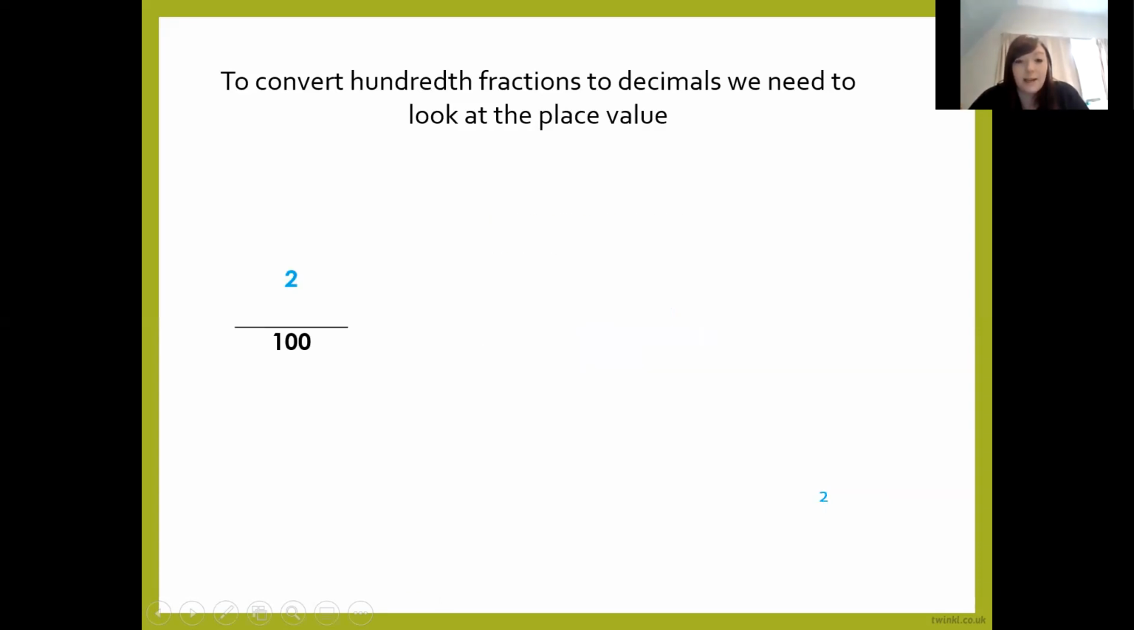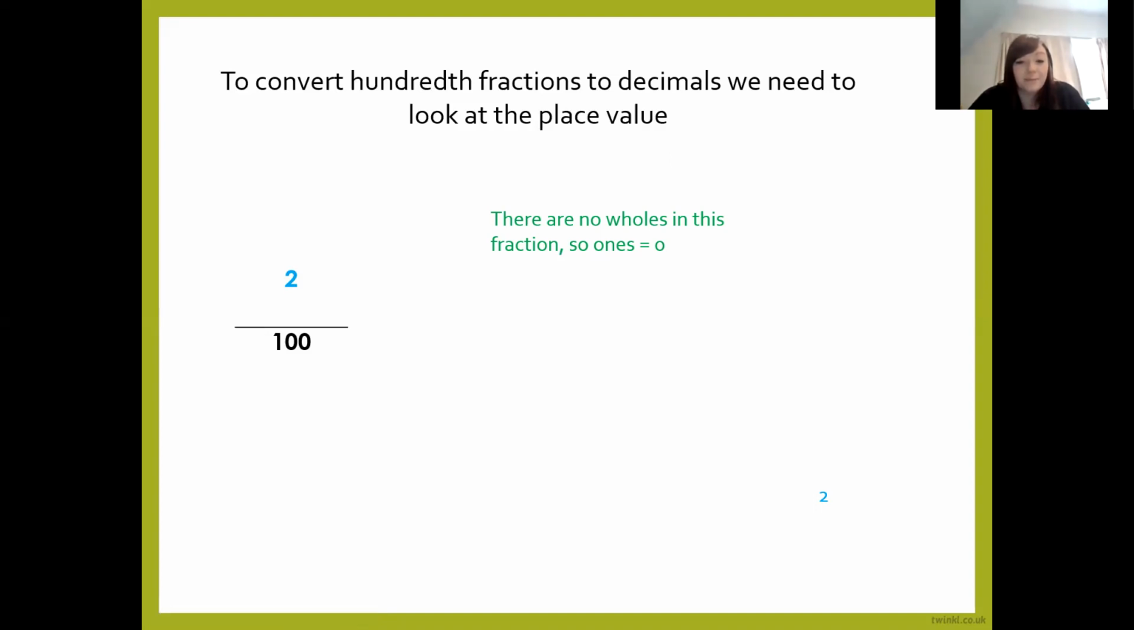So can you have a go at putting this into your place value grid? So you have 2 hundredths. How many ones are there? How many tens are there? And how many hundredths are there? Have a go at doing that now and write 2 hundredths as a decimal in your place value grid.